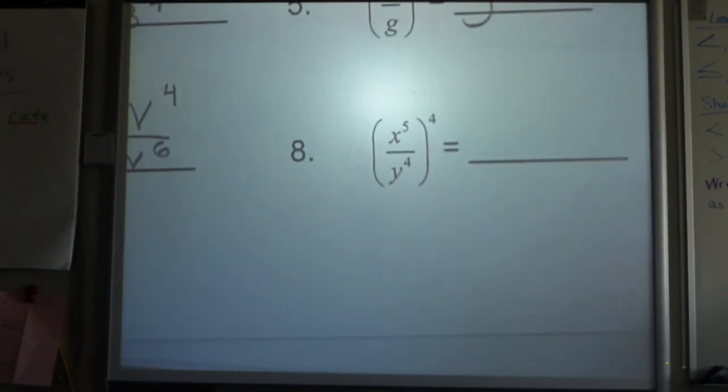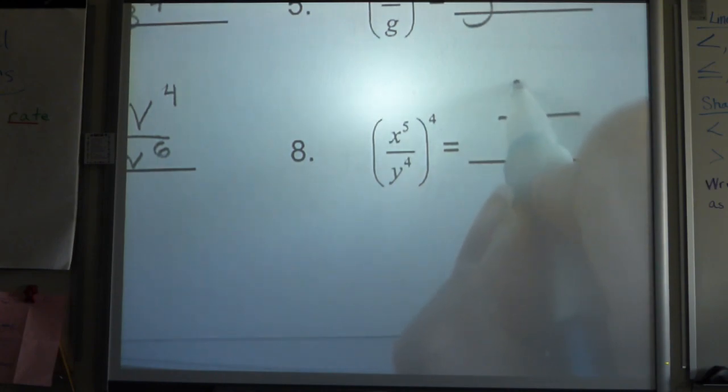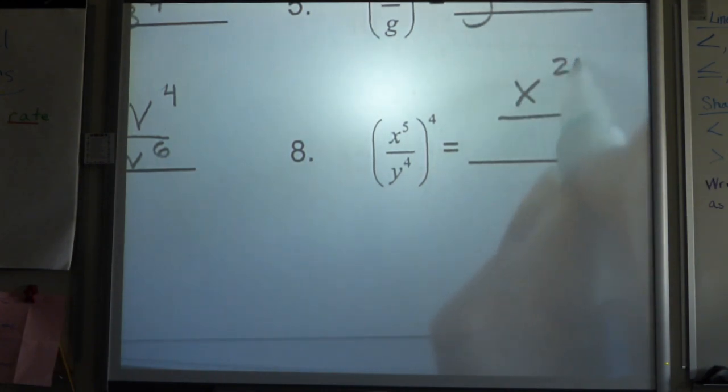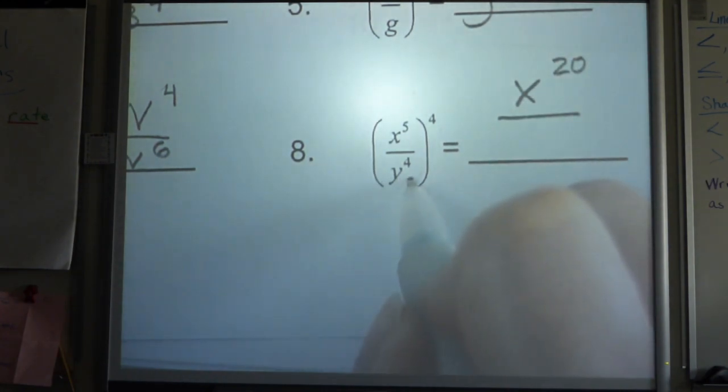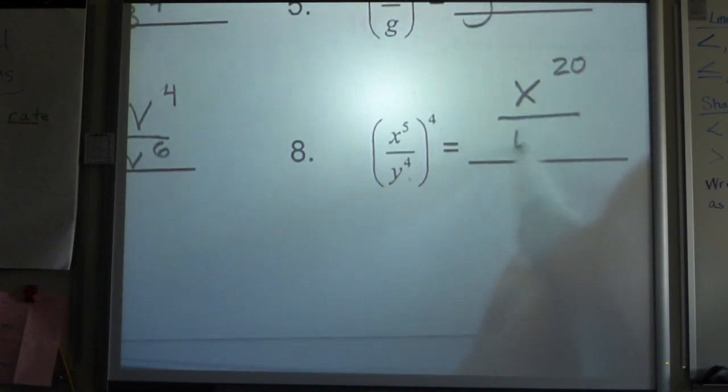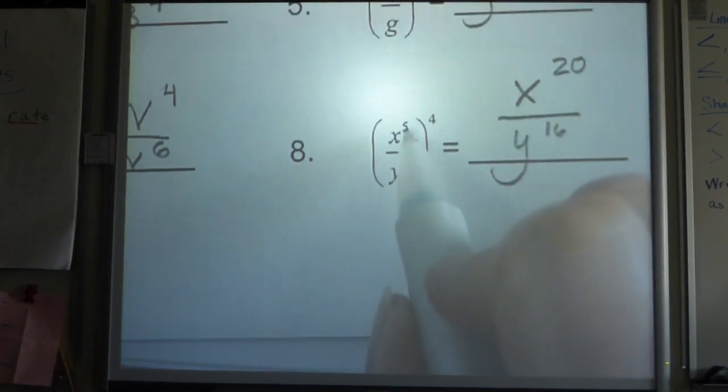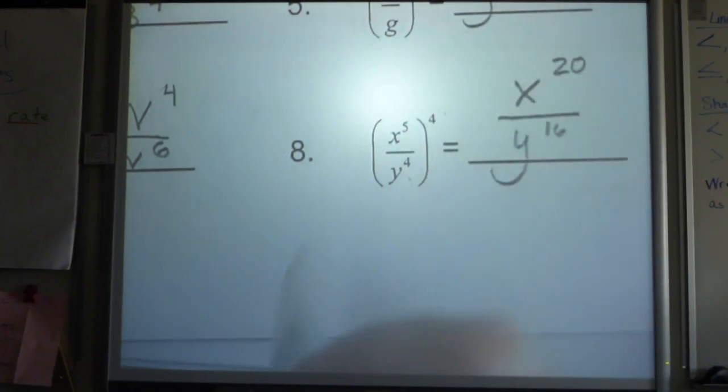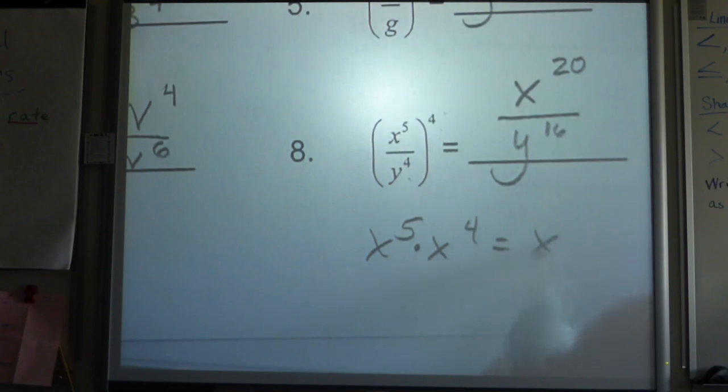8, x to the 5th over y to the 4th, all to the 4th. We end up with what, boys and girls? X to the 20th over Y to the 16th. Okay, we multiply. I heard a couple people say 9. Remember, x to the 5th times x to the 4th would give you x to the 9. Right, boys and girls?